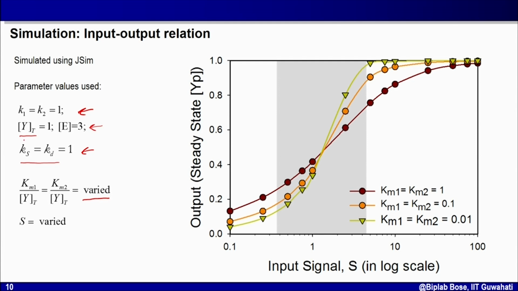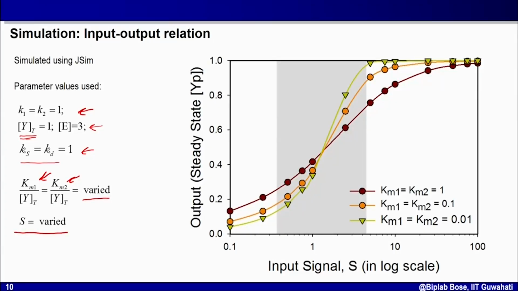Now if I keep Yt constant at 1, then essentially I have varied this Km2 and Km1, and I have varied this S. I have taken different values of S from 0.1 to 10, 50, something like that. As I vary S, my input signal, I measure the steady state value of Yp, the output, using JSIM simulation. And then I have made this plot as shown here.